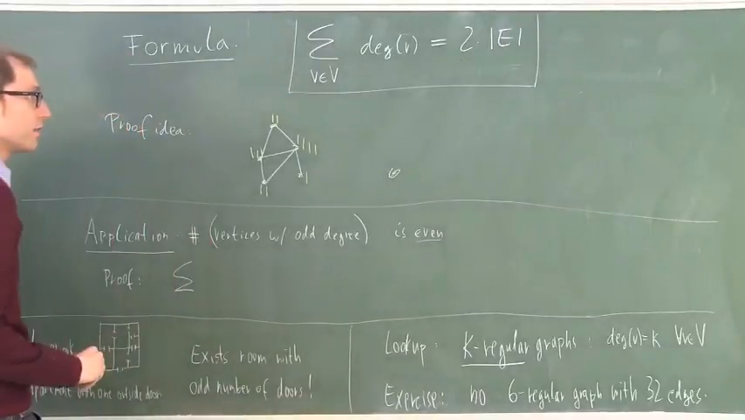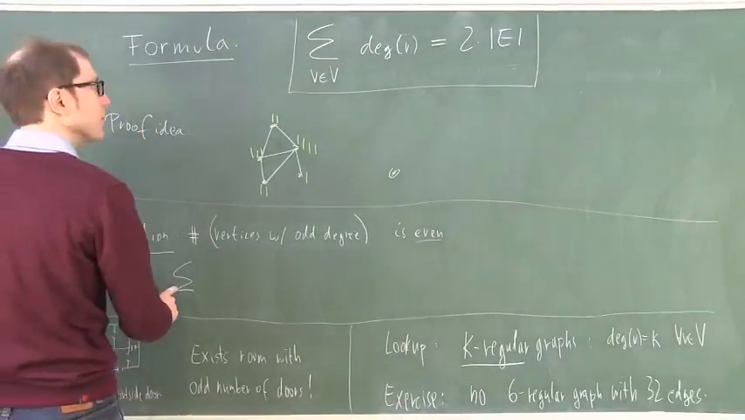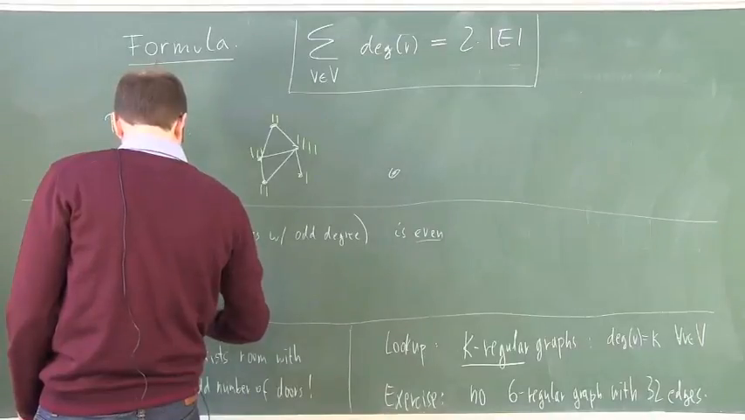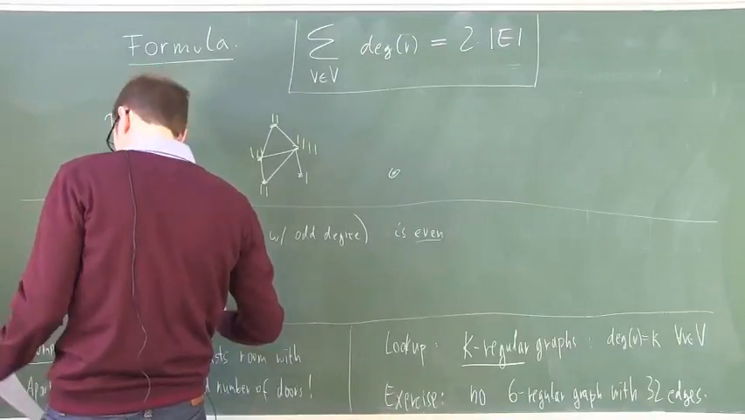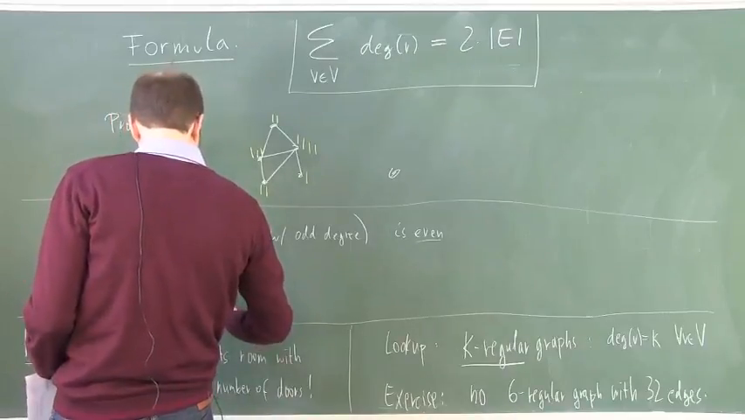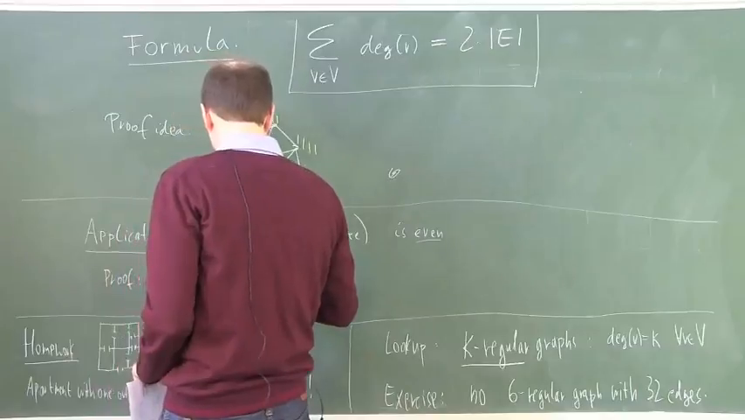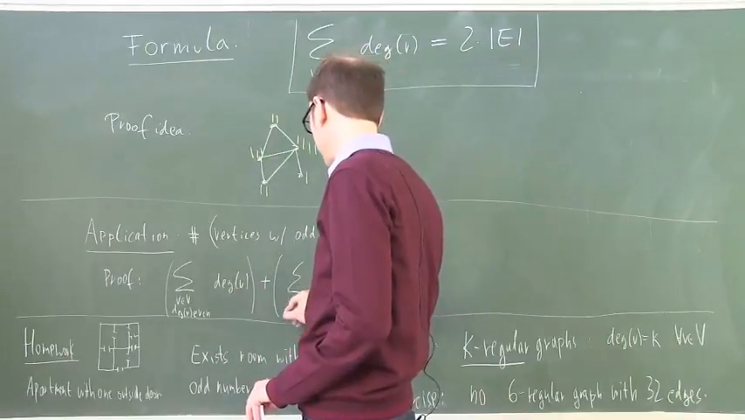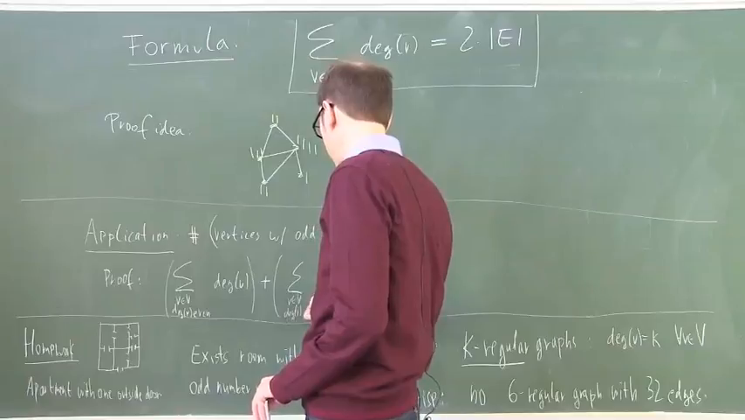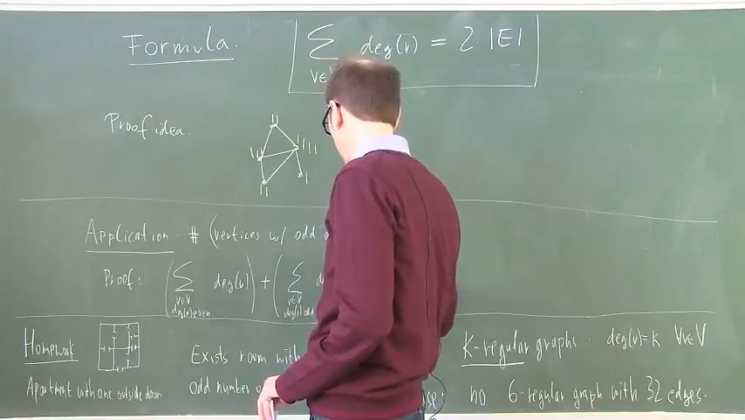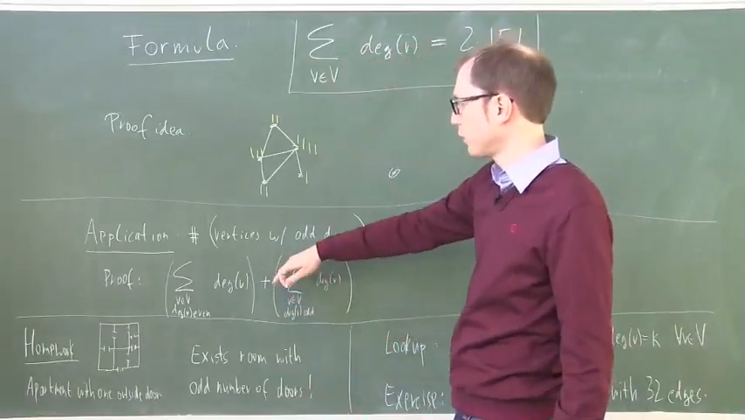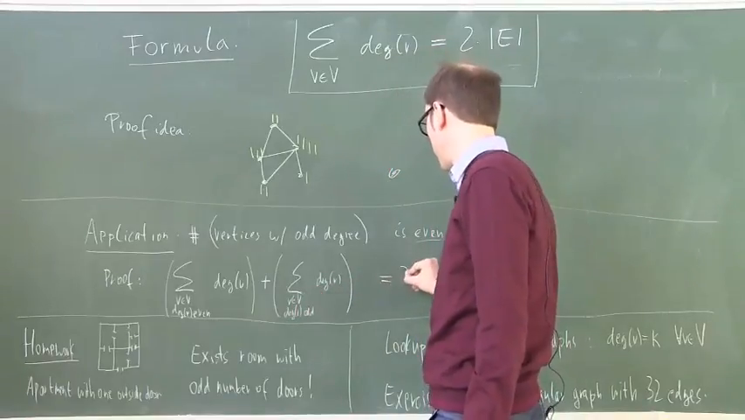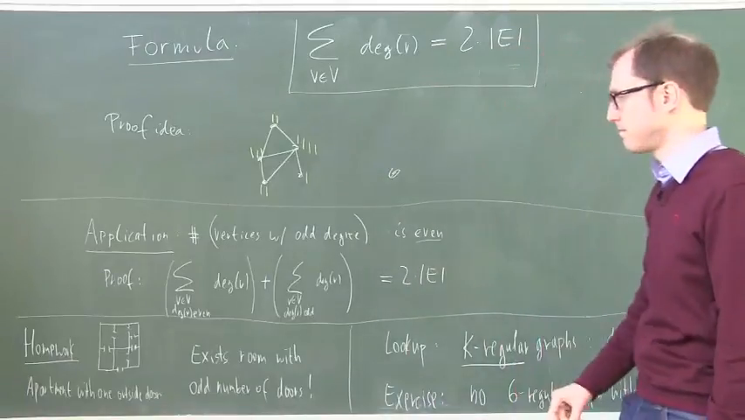So let's look at the left side and the right side. On the left side, we go over all the vertices and split them up into those where the degree is even, plus those where the degree is odd. Okay, so we sum over all the degrees of the vertices, but we split them into 2 sums. The ones where the degree is even, the ones where the degree is odd. And we know that this has to be twice the number of edges.